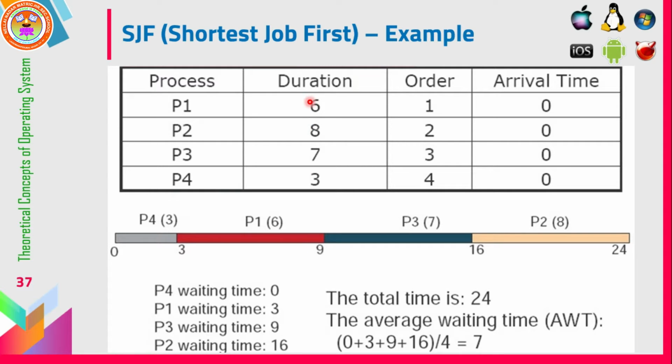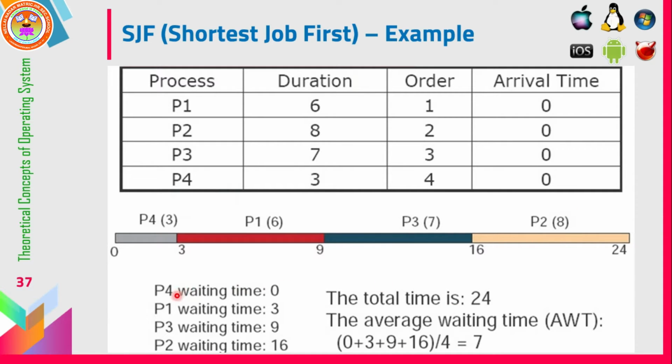Then the next one, which is the third shortest job? That is P3, which is 7. We already reached 9, so 9 plus 7 is 16. That is the current process duration. Finally, that is 8, so 16 plus 8 is 24. As per the diagrammatic representation, the gray color is the shortest job, the red color is the second shortest job, the navy blue is the third shortest job, and the fourth one is sandal.